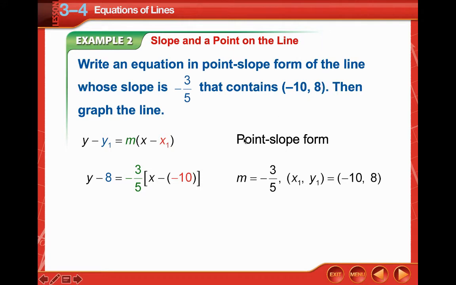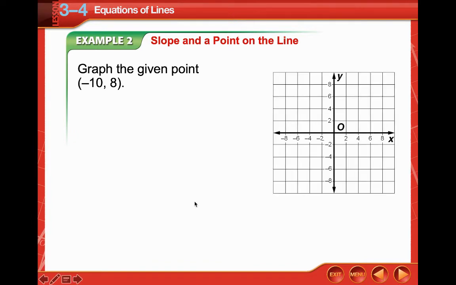Our y1 is 8. Plug it in right here for the y1. Our slope is -3/5. Plug it in here for m, slope. Our x1 is -10. Plug it in here for x1. All right? Then you solve it. First thing you do is you simplify. X minus negative 10 is the same thing as x plus 10. Then you're going to multiply negative 3/5 times both of them.